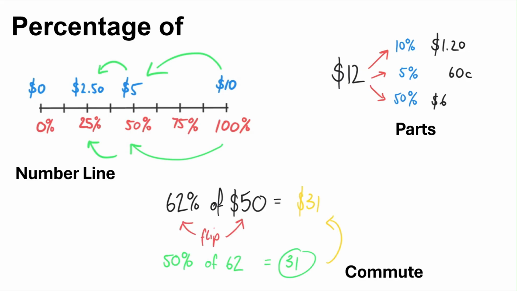And then also, I like to teach other strategies as well. When we look at percentage of, we're talking about multiplication. So we can use the commuting strategy. Instead of saying 62% of $50, we could just say 50% of 62. We could just halve 62 and we know it's 31. So it's $31 because we're using those underlying multiplicative strategies of, say, commuting.